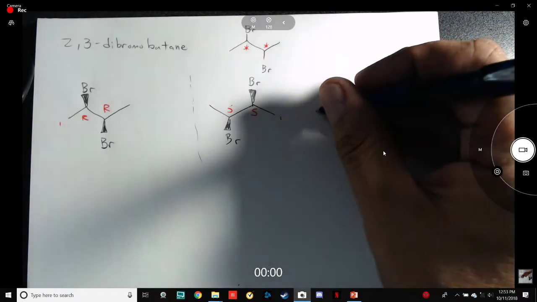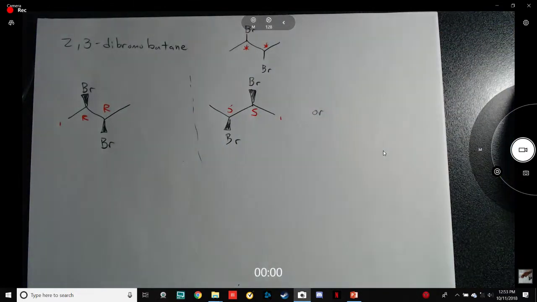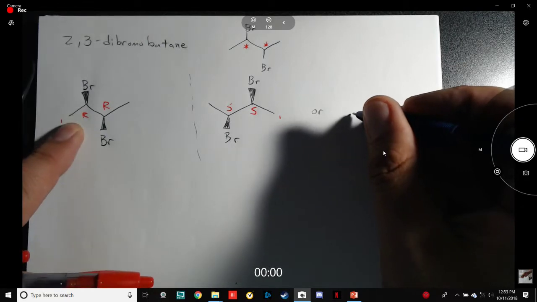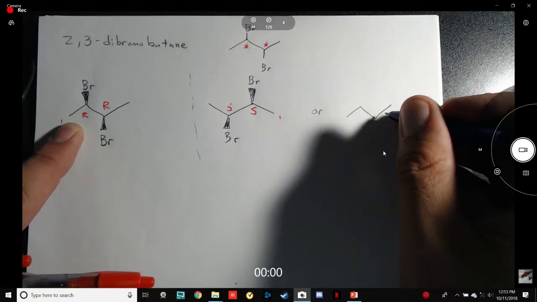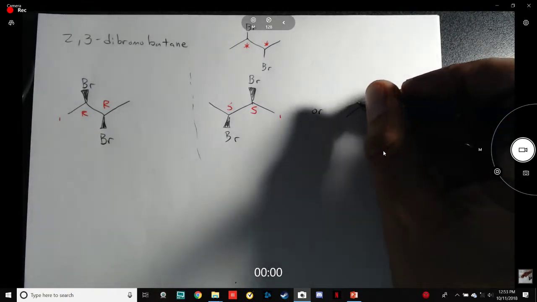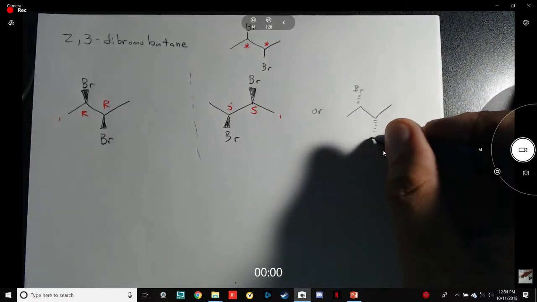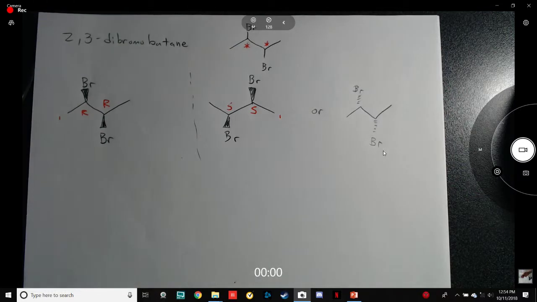And just for the sake of consistency, if you wanted to do the mirror image the easier way, you just copy the way the original structure looks, and then you change wedges to dashes. So that's another way to do it. That is also your SS enantiomer.